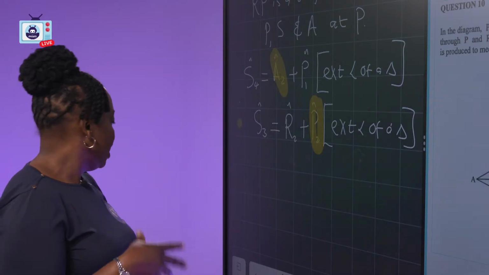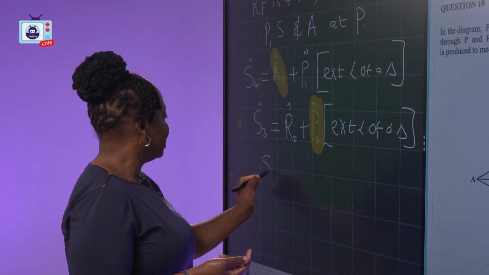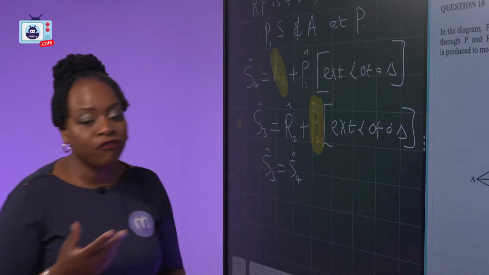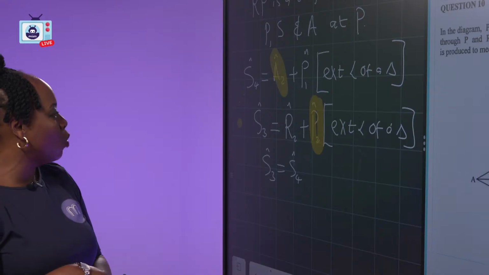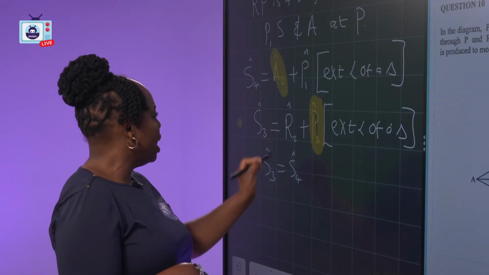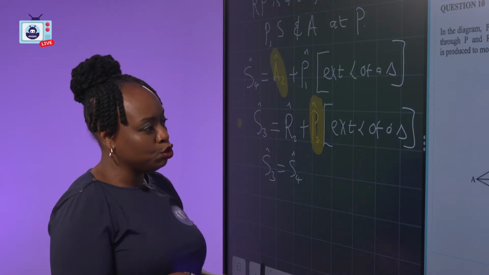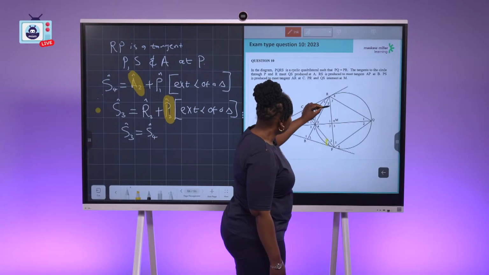So remember, in the first question, we have proven that S3 is also equal to S4, right? That was our first proof that we have done. But because those two are now equal, that makes us then have P1 and also R2. So let's see, where is R2 and P1? So this is P1 and that's R2.